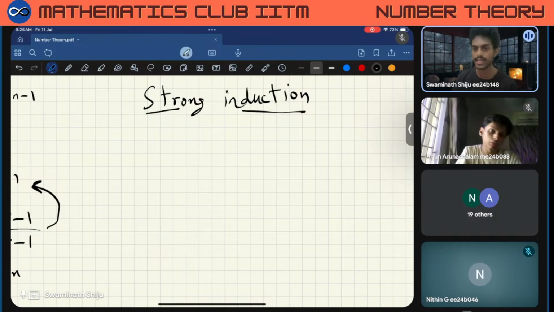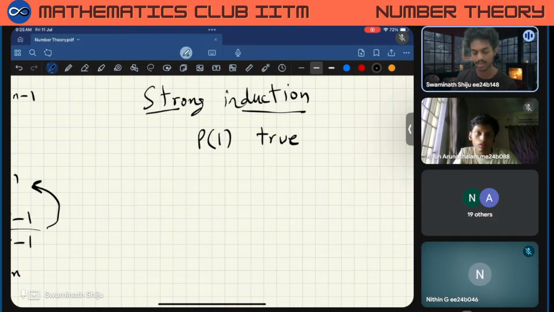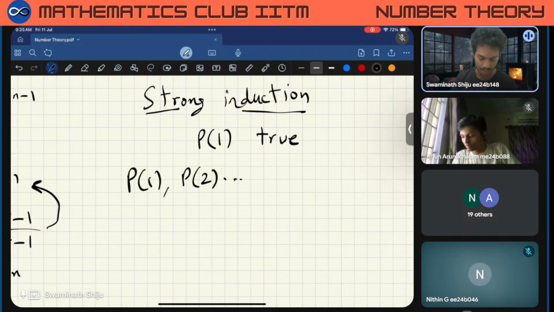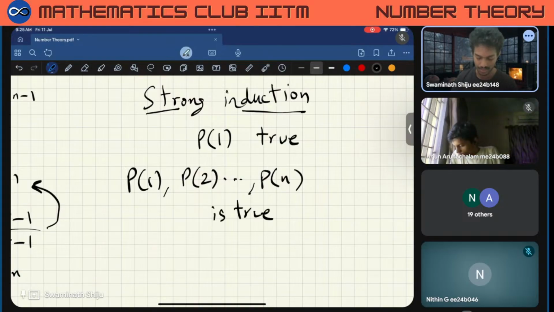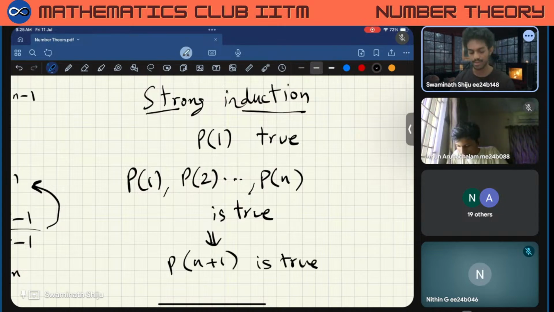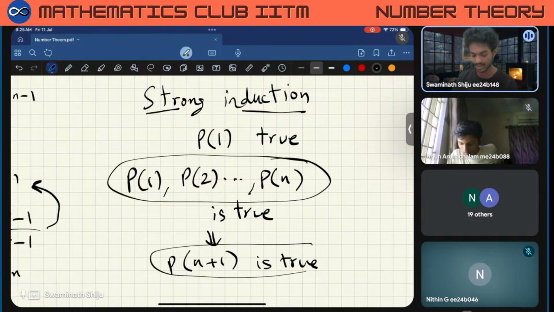We start with the same thing. P of 1 is true, but here we use the full strength of P of 1, P of 2, up until P of n is true, then P of n plus 1 is true. You can see how this is stronger, right? You need more conditions for this to happen.